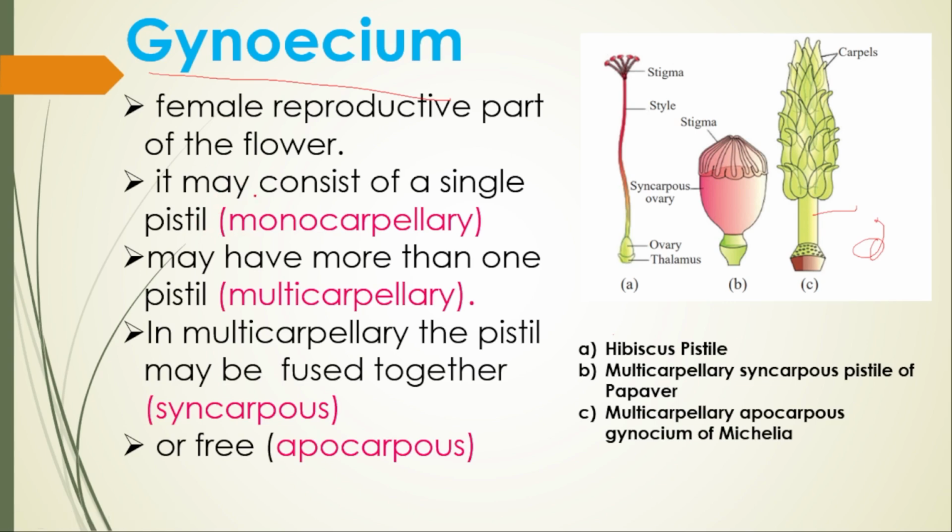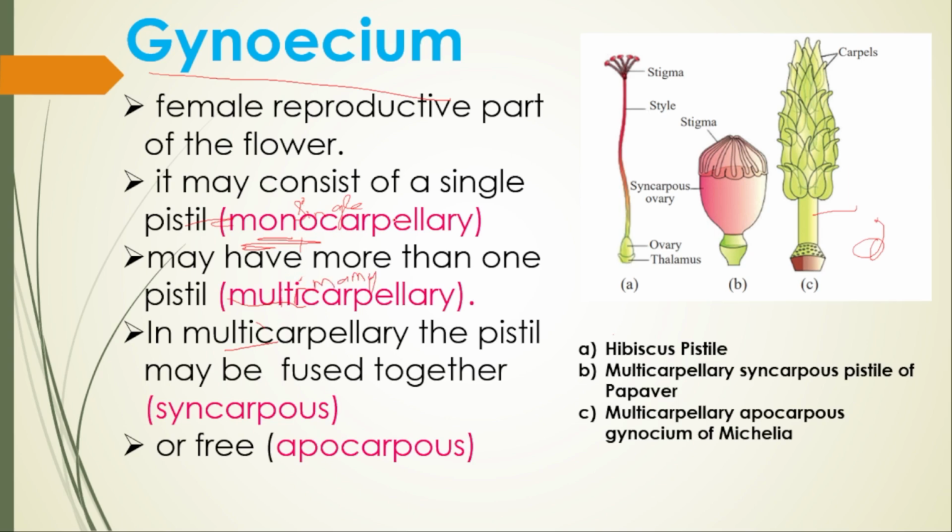If the gynoecium contains only one single pistil, then it is called monocarpellary, and if it has more than one pistil, that is 2, 3, 4, 5, many pistils, then it is said to be what? Multicarpellary. Mono, the word itself says single. Multi, the word itself says many.